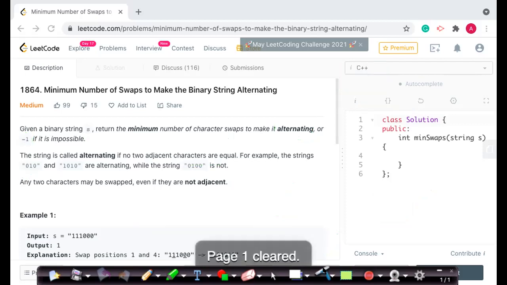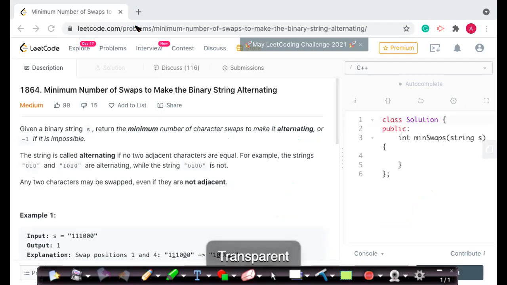Now I hope you have tried out the problem on your own. So now let's see how we can solve this problem. First of all, let's try to check out the case in which we have to return -1. That is, let's try to check the cases in which it is impossible for us to make the string alternate. For that, let's take a few examples.